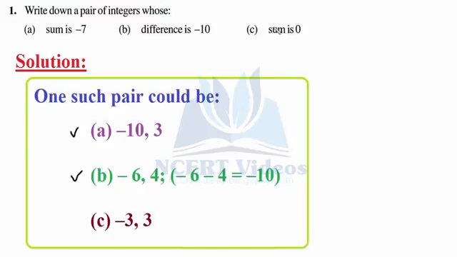Now sum is 0. You can take any number for this case. Just make the signs opposite. If you are taking -3, then you have to take +3. They cancel out each other, but they are simply additive inverses of each other. So that was your first question.